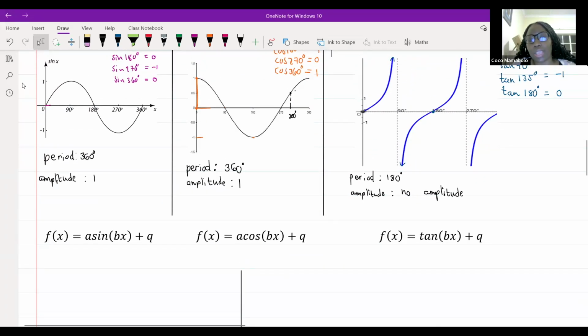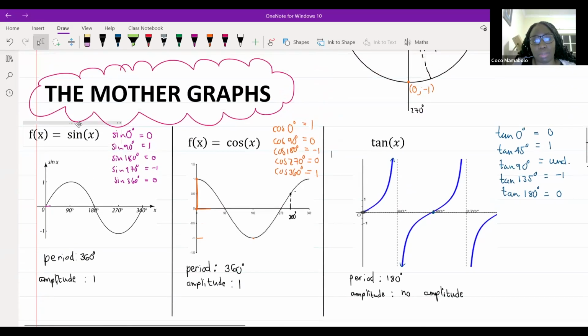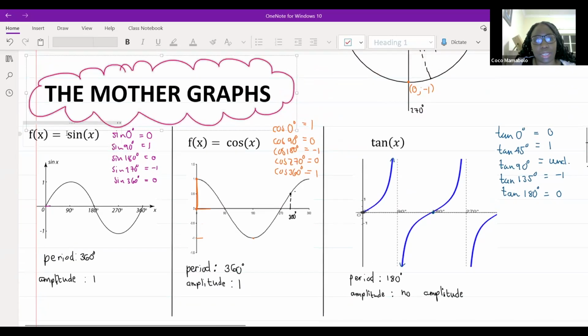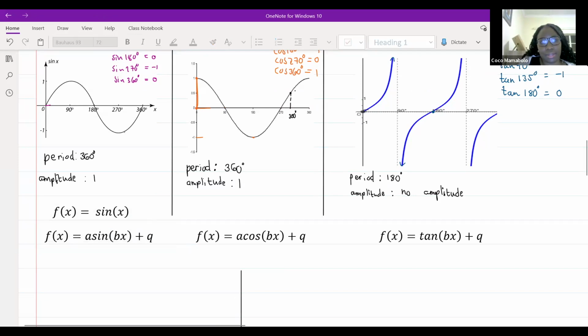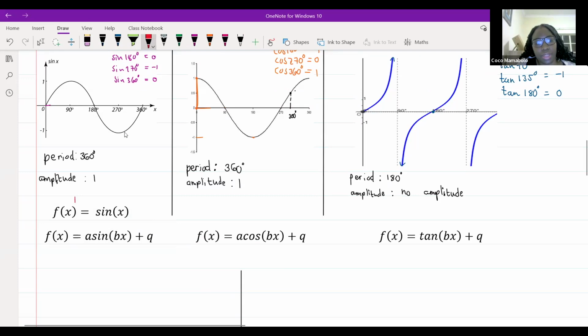Okay. So I want us to note something. Okay, just give me 1 second. I just want to steal this. Okay, I want us to have a look at something. Okay. This, don't stress it, don't sweat it, Narisha. This is the mother graph. The mother graph is f of x is equal to sine x, right?